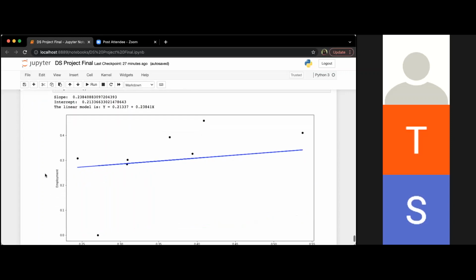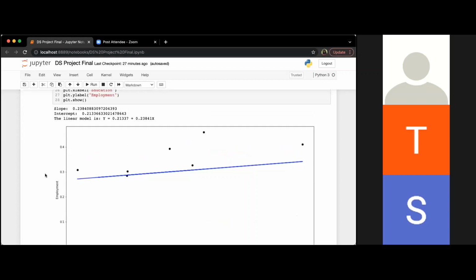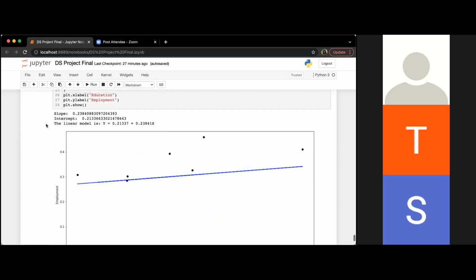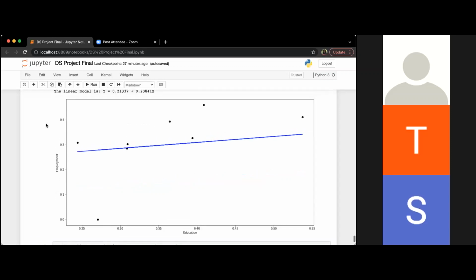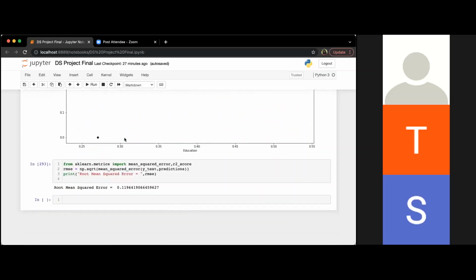After that, we predict using the model that we just created. We predict the line and we plot it. The blue line which is drawn is the predicted line, and the black dots which are present are the actual values. As you can see, they aren't on the line, but at the same time they have minimal error. After this, we also calculate the root mean squared error, which is comparatively low. So we can say that there exists a relationship between employment and education.